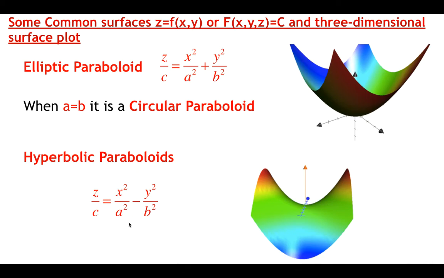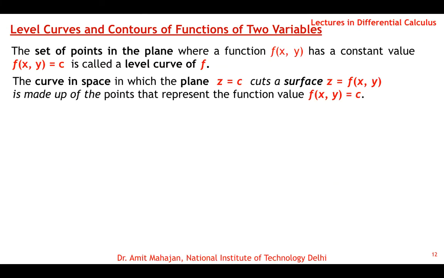So these are some of the basic surface plots for some common known surfaces. Now we are going to define what level curves and contours are for functions of two variables. First, what are level curves? The set of points in the plane where a function f(x,y) has a constant value, f(x,y) equals constant, is called a level curve of the function. So level curves are those curves where function values are constant.